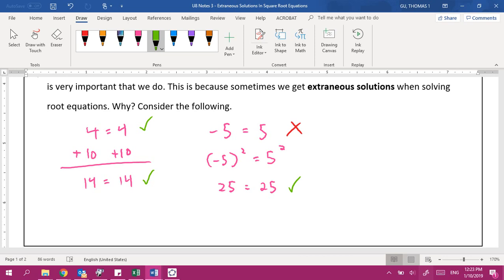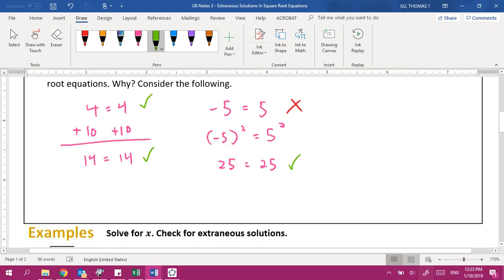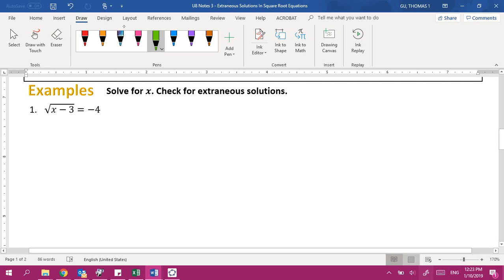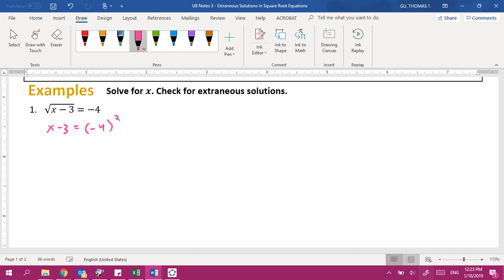So let's take a look at how this will appear in our problems. This right here is the logic behind it all, why these extraneous solutions even appear. So example number 1. Let's just go ahead and solve this. What would you do if you wanted to solve this problem? You square both sides, right. And if you square both sides, what do you get? -4 squared.